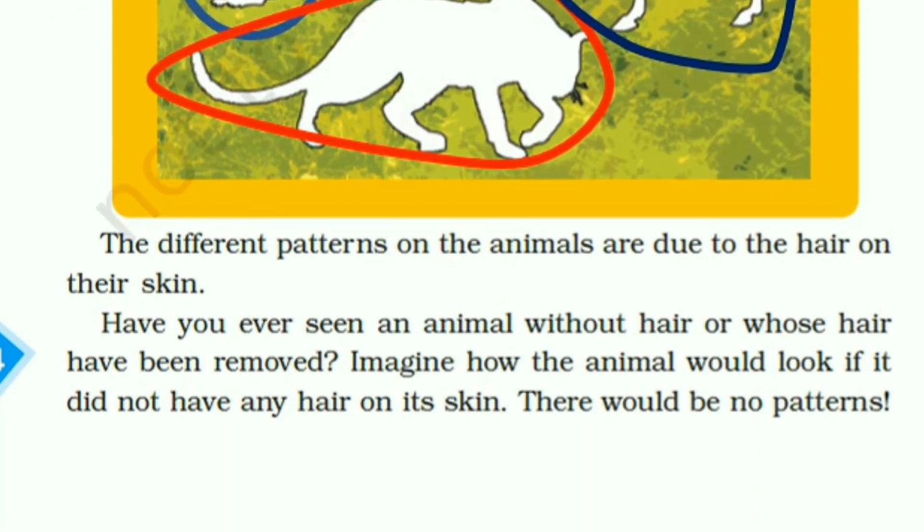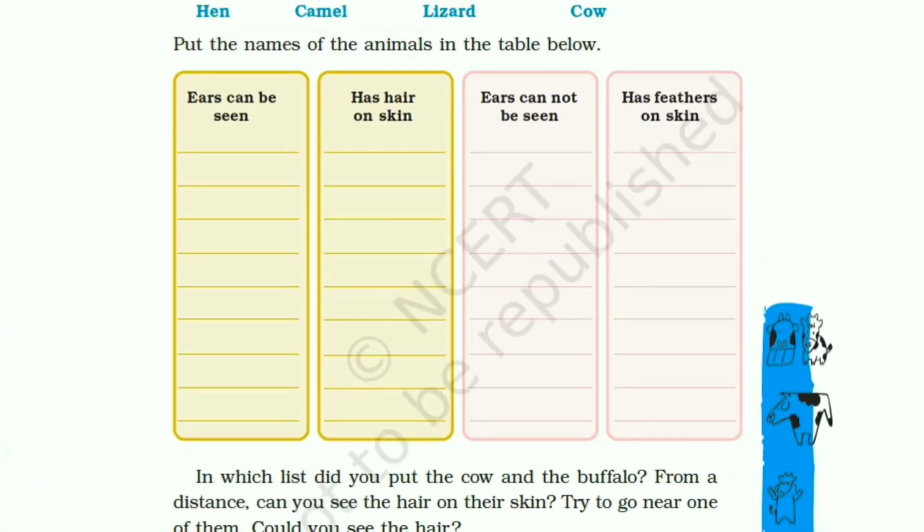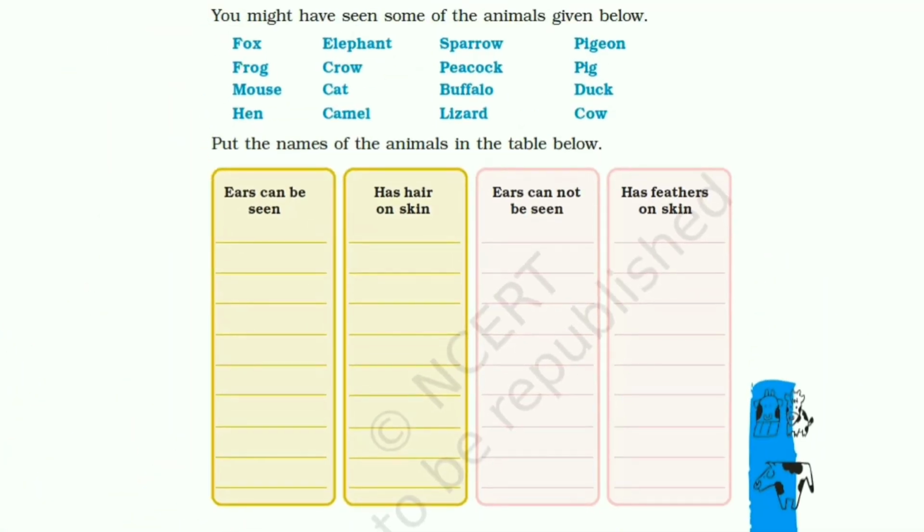Have you ever seen an animal without hair? Those hairs have been removed. Imagine how the animals would look if they didn't have any hair on the skin. There would be no patterns. So students, you have to think about it. Think about it basically. Now moving to the next page, here are 4 tables.